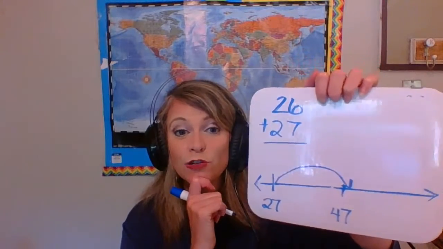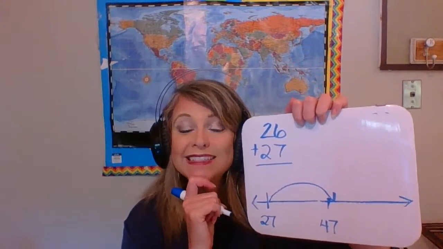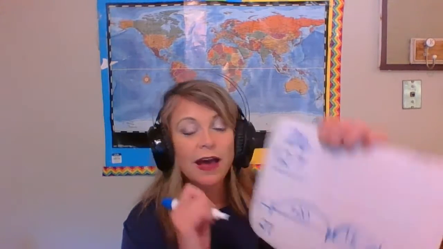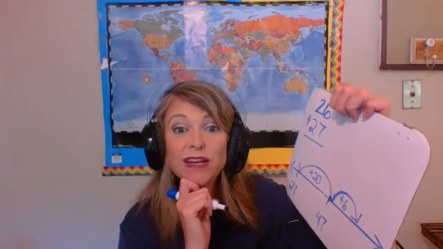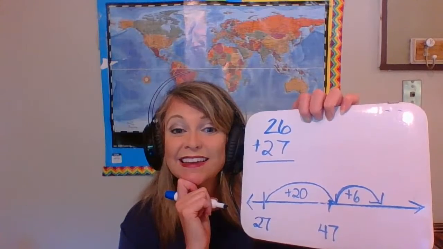So we can jump up 20, which would leave us at 47. That's not the answer, though. We've jumped up 20 so far. We need to jump up how many more? 6. We jumped up 20 the first time, and we need to jump up 6. What's 47 plus 6?